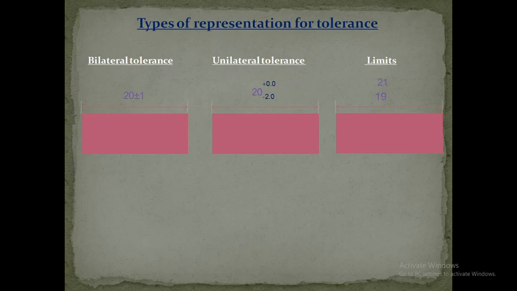Unilateral tolerance: you can provide a tolerance in any one direction, in the upper direction or in the lower direction. Here I am providing it in the lower direction. Limits is also the same thing. So here the 19 mm and 20 mm. This is including tolerance.